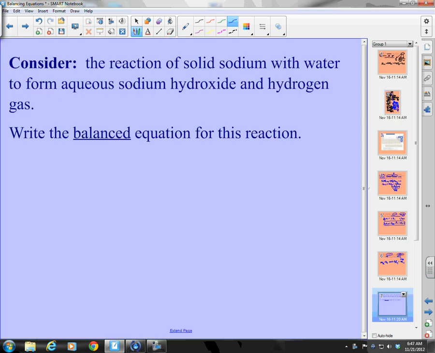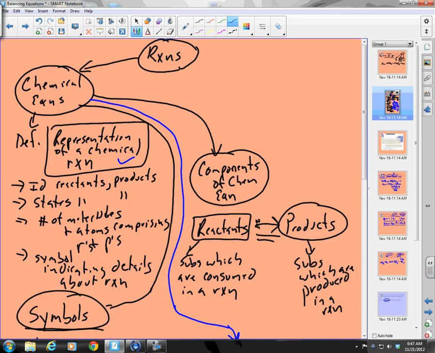Consider the reaction of solid sodium with water to form aqueous sodium hydroxide and hydrogen gas. Okay, that seems to be a piece of cake. Write the balanced equation for this reaction. Okay, I think we need to learn some more stuff.